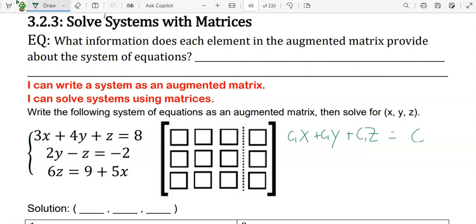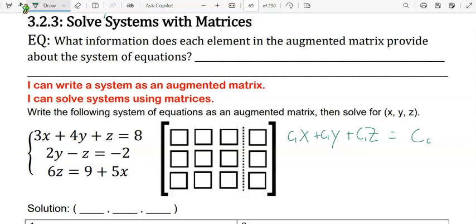Inside of the augmented matrix, you put whatever the coefficient is. You need to also make sure they're in the correct order. There should be x, y, and z in that specific order on this side of the equation, and then the other side of the equation should only have a constant number.